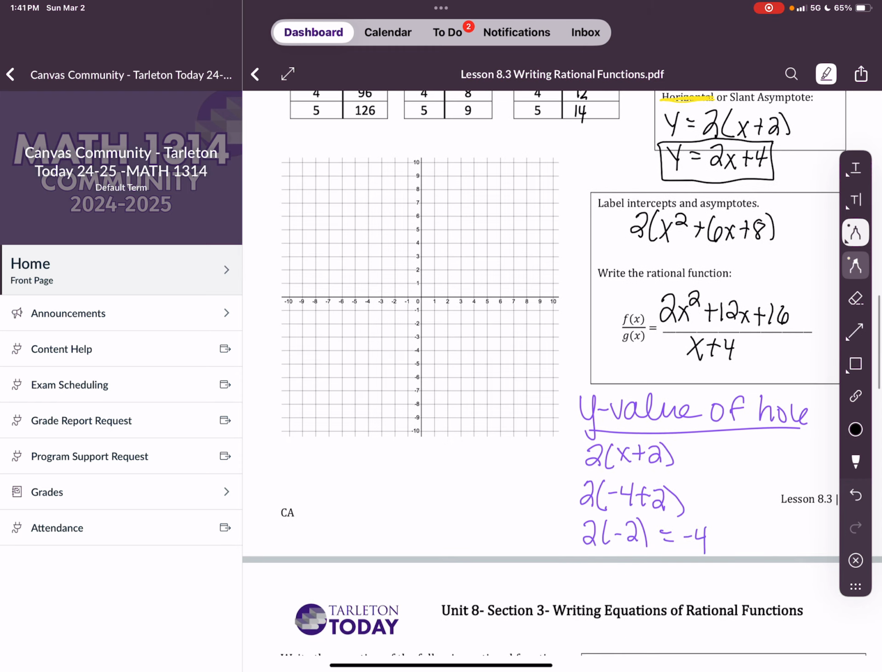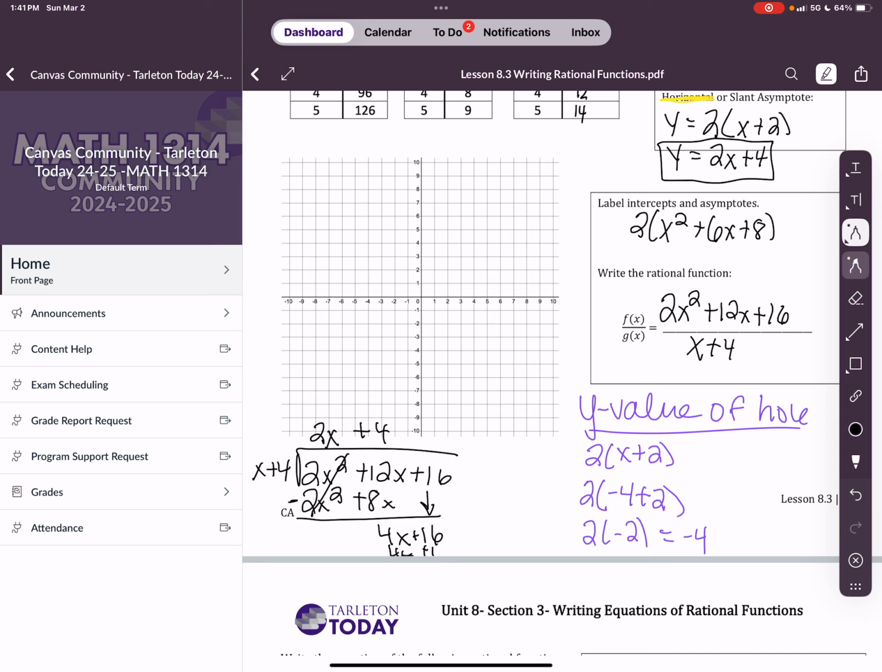Okay? So another way to find our slant asymptote would just be to say 2x squared plus 12x plus 16 divided by x plus 4. I need to multiply x by 2x to get 2x squared. 2x times 4 gives me 8x. All right, so my 2x squareds cancel, and then 12x minus 8x gives me 4x, and I bring my 16 down. Then I would need to multiply x by 4 to give me 4x plus 16. Okay, so here is our slant asymptote equation as well.